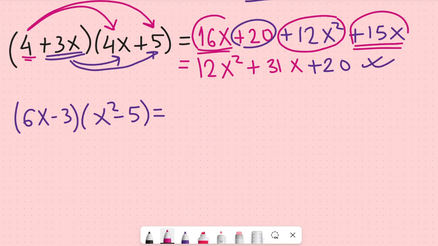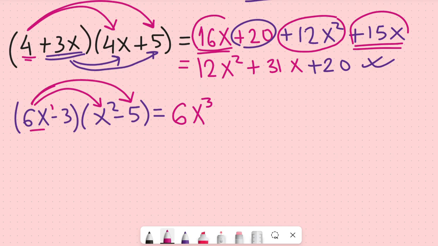If you want to try it yourself, pause the video, give me the answers in the comments, and then we check the answers together. All right, we start with 6x times x squared and 6x times negative 5. 6x multiplied by x squared is 6x cubed, right? Because this one is to the power of 1, this one is to the power of 2. We add the exponents, 6x cubed.